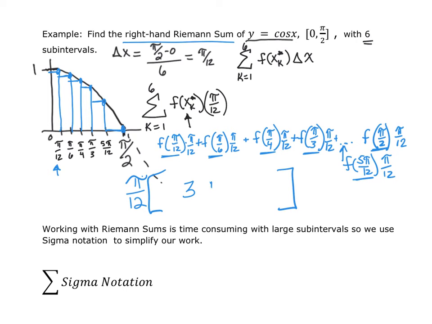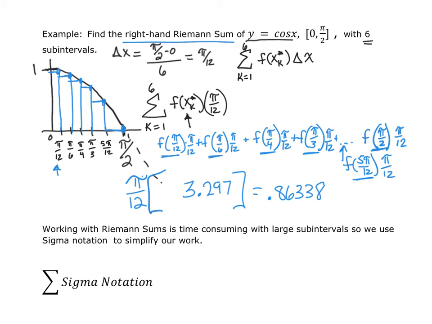3.297 times pi over 12, and that's going to give me 0.86338. So let's just step back for a moment. I did this off camera. I added those all up. But we can use our calculator to help us out there.